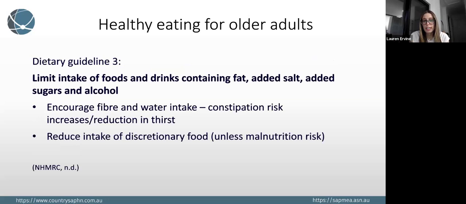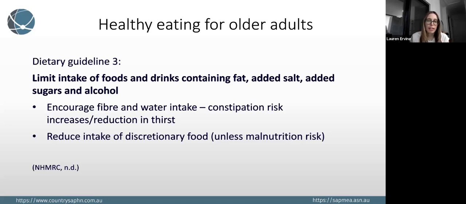And the third guideline is, again, a little bit of an iffy one because it's limiting the intake of these discretionary foods. So in general, we would still recommend this for an over 65-year-old. We would also touch a little bit on, with everyone, we do talk about bowel habits and making sure that's all regular. Constipation is a risk in people over 65 due to the bowel slowing down a little bit. They also might get a reduction in thirst.